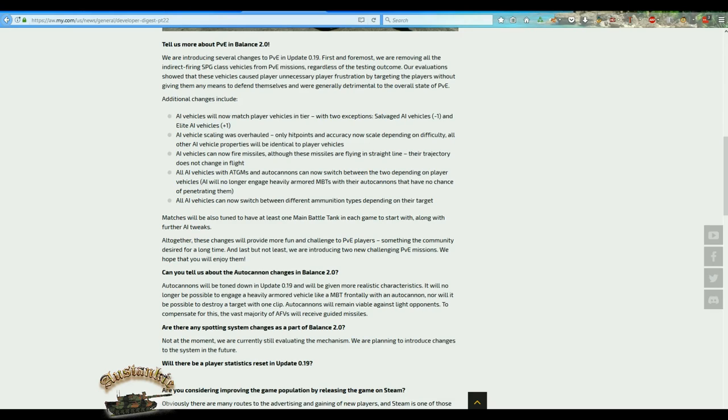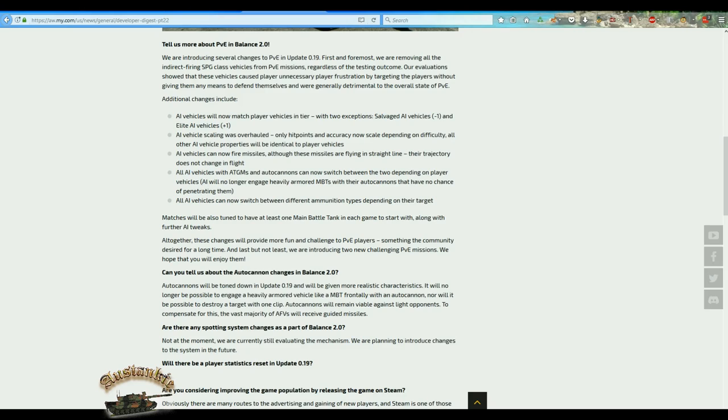Or lo and behold, if you face a Terminator or a T-14, correction, T-15, heaven forbid, the first missile knocks out your APS, the other three are going to penetrate you. Wow, that's a bonus, isn't it? So, the additional changes: they're happy with the tier progression, not a problem. Happy with scaling, not a problem.